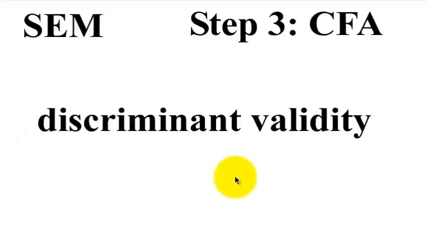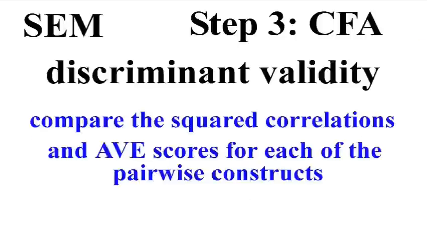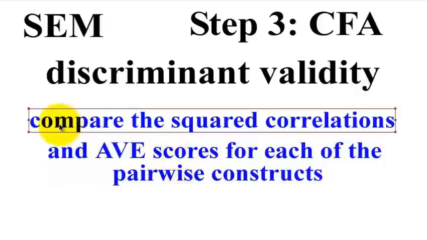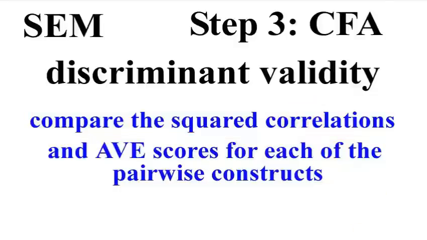Everybody's favorite. What this is trying to decide is if the constructs are measuring different things, and they should be, right? How we check on the validity for discrimination is we're going to compare the squared correlations and the AVE scores for each of the pairwise constructs. What that means is we have to get a list of correlations between all the five constructs. So let me pull that up for you.